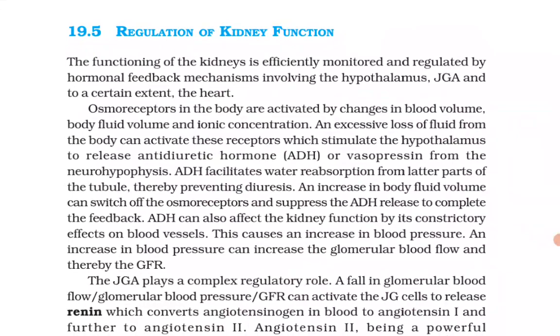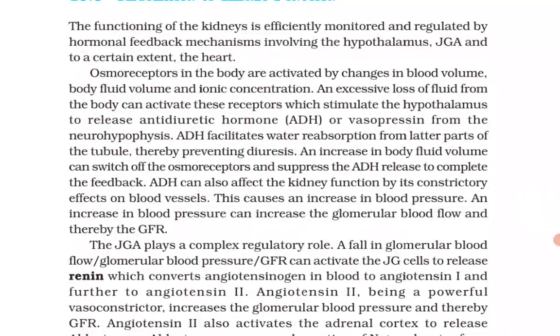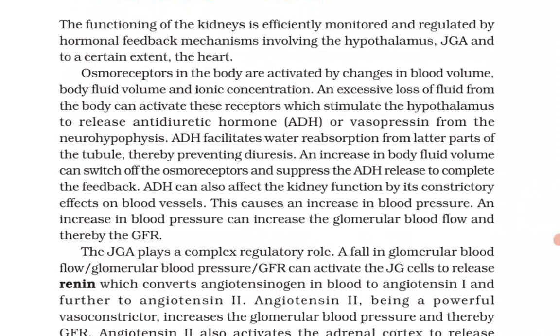Regulation of kidney function. The functioning of kidneys is efficiently monitored and regulated by the hormonal feedback mechanism involving the hypothalamus, JGA, and to a certain extent the heart. Osmoreceptors in the body are activated by changes in blood volume, body fluid volume, and ionic concentration. An excessive loss of fluid from the body can activate these receptors, which stimulate the hypothalamus to release antidiuretic hormone, ADH or vasopressin, from the neurohypophysis. ADH facilitates water reabsorption from the latter parts of the tubule, thereby preventing diuresis.